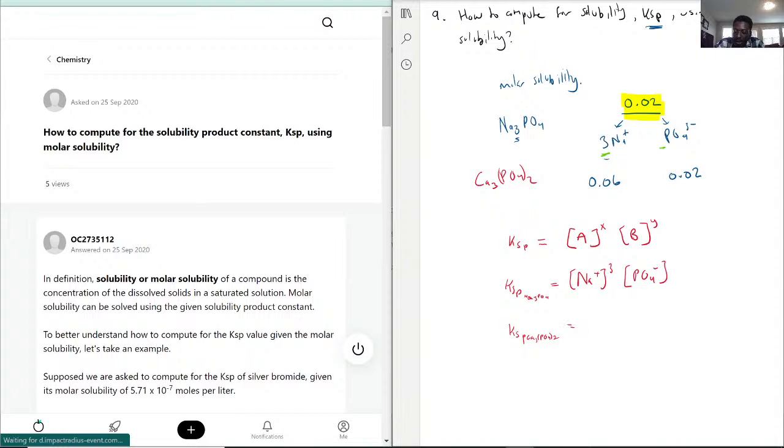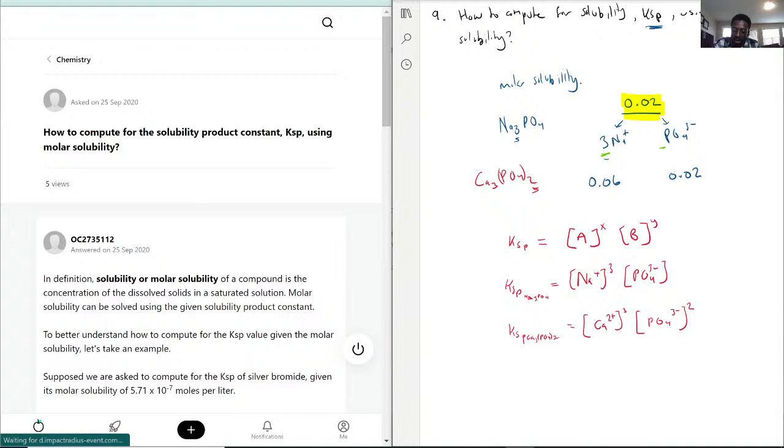okay, this is where you would have the calcium still to the power of 3, but the phosphate, because now there is a coefficient of 2, it will be PO4 3-, to the power of 2. That plugged it in, okay.